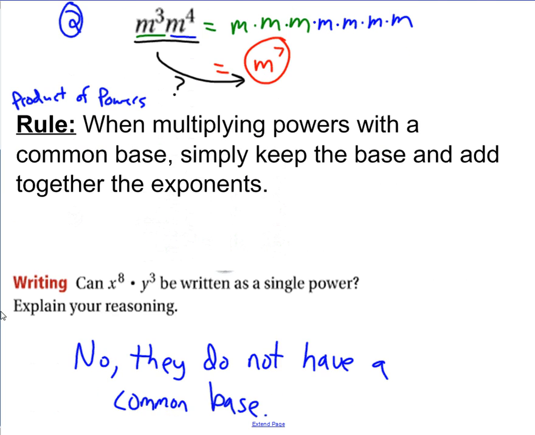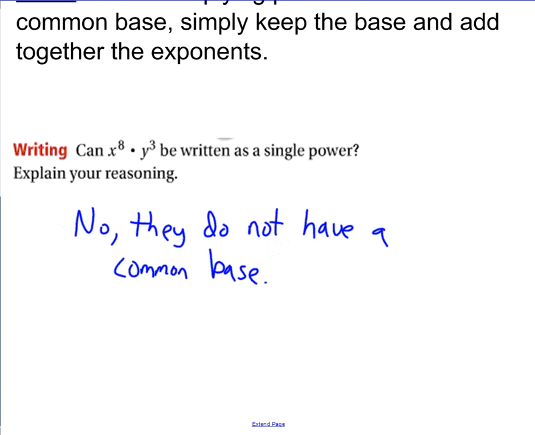All right, I promised I'd show you the last problems again. So if you go back to the first one, can x to the 8th power times y to the 3rd power be written as a single power? No, they cannot, because they don't have a common base. If you look at the rule, they have to have the same common base.